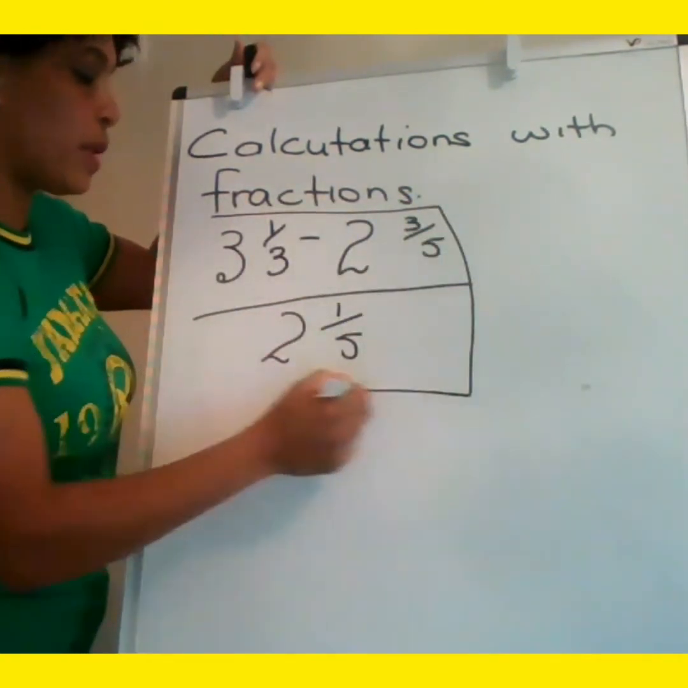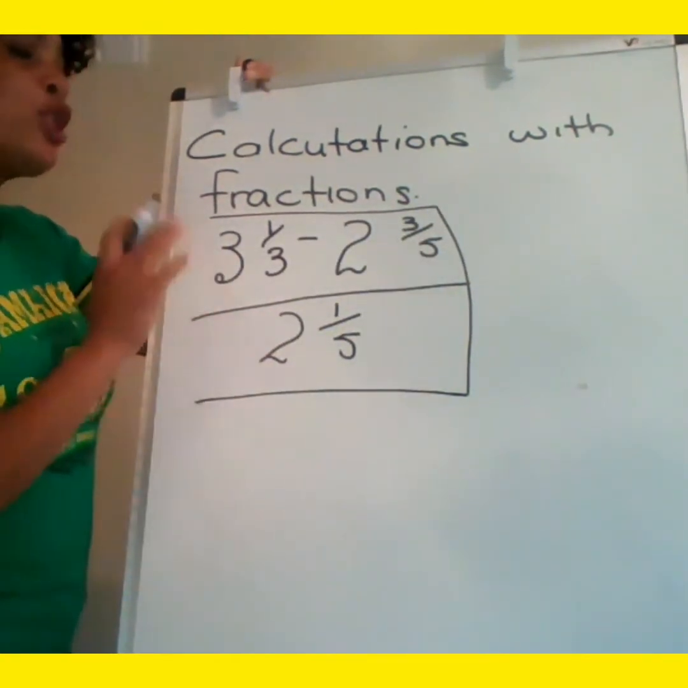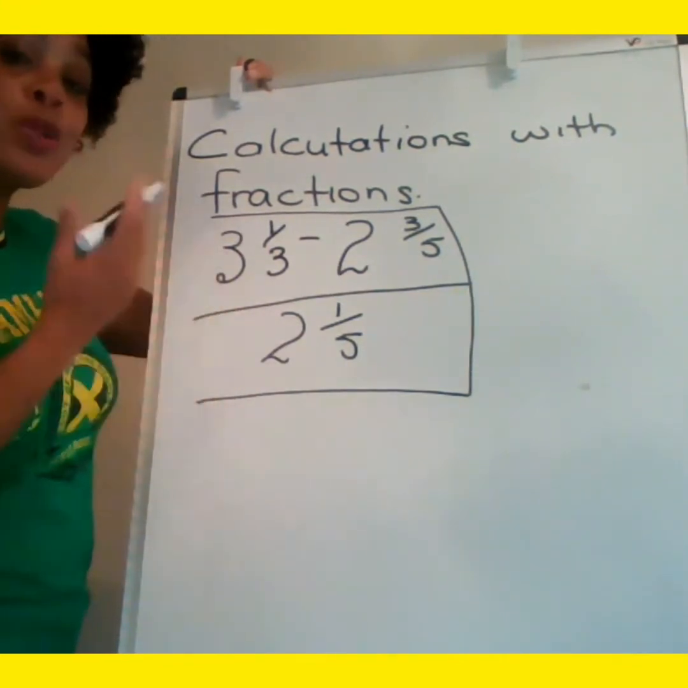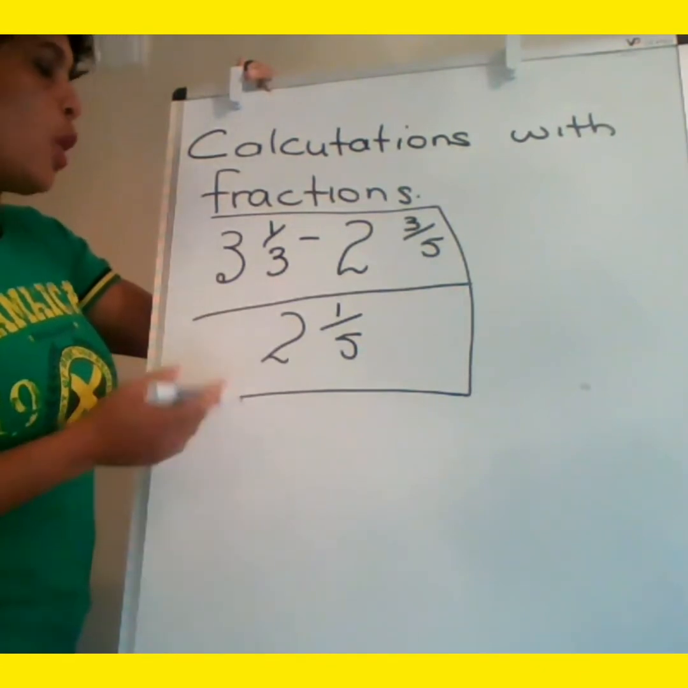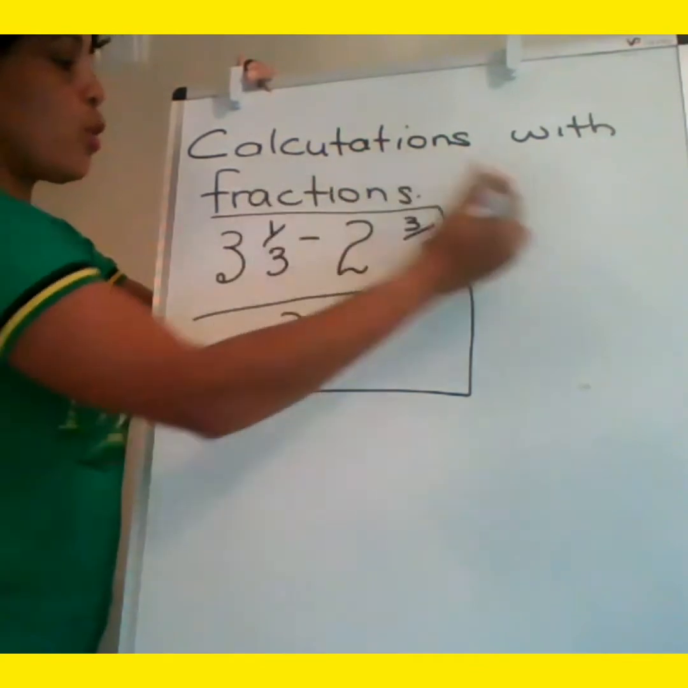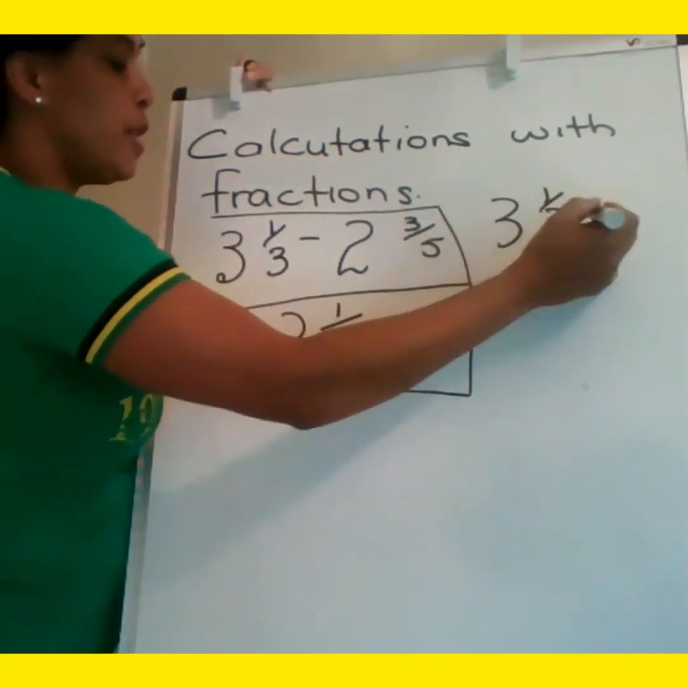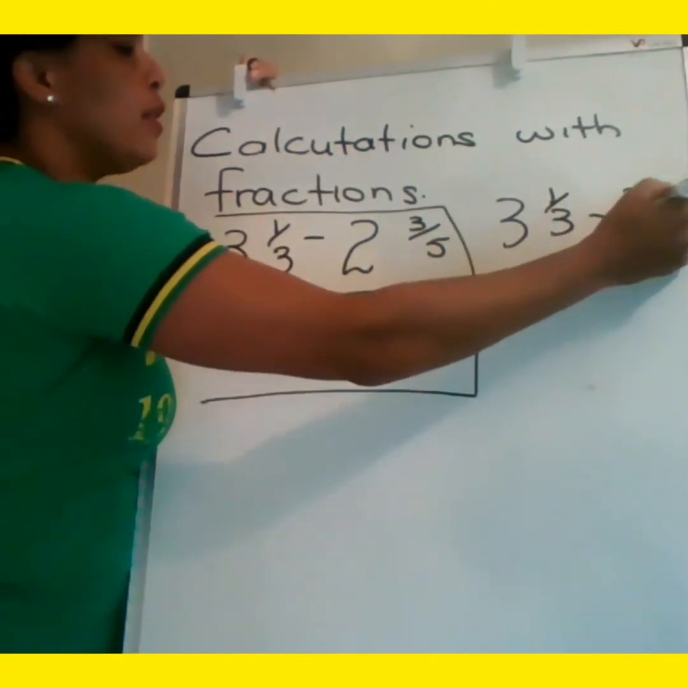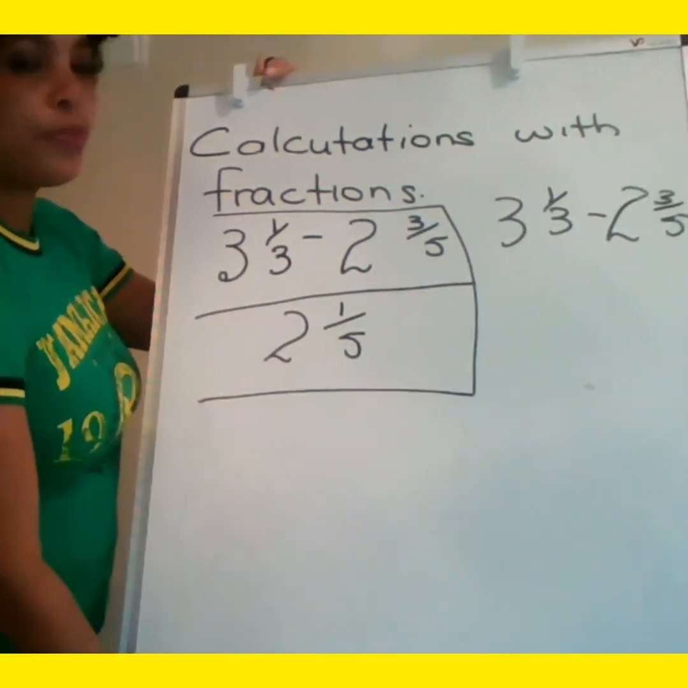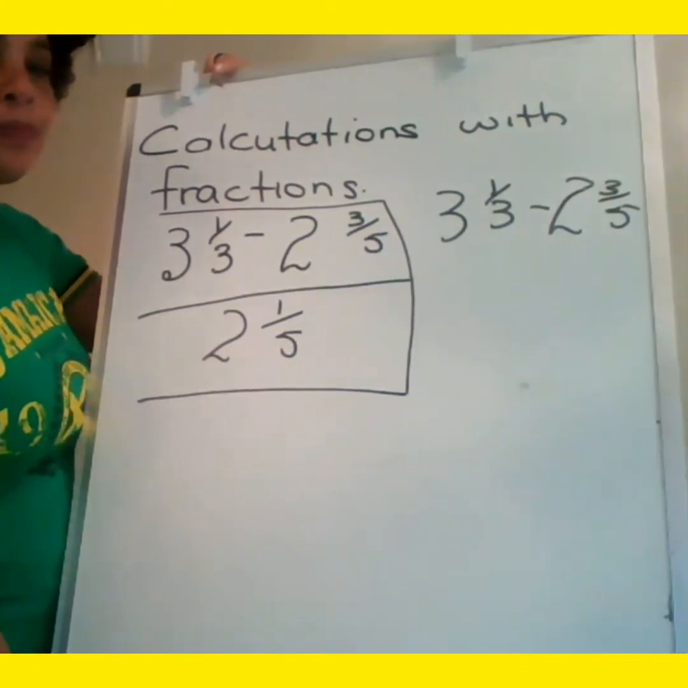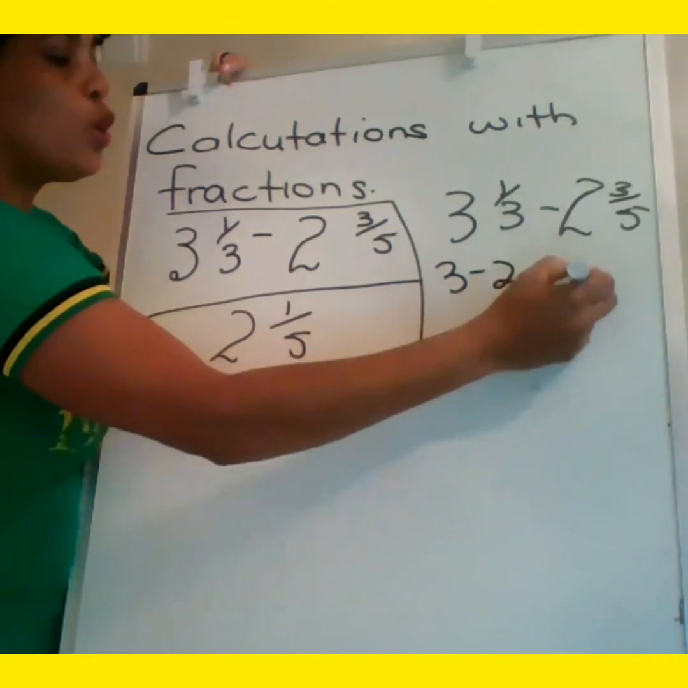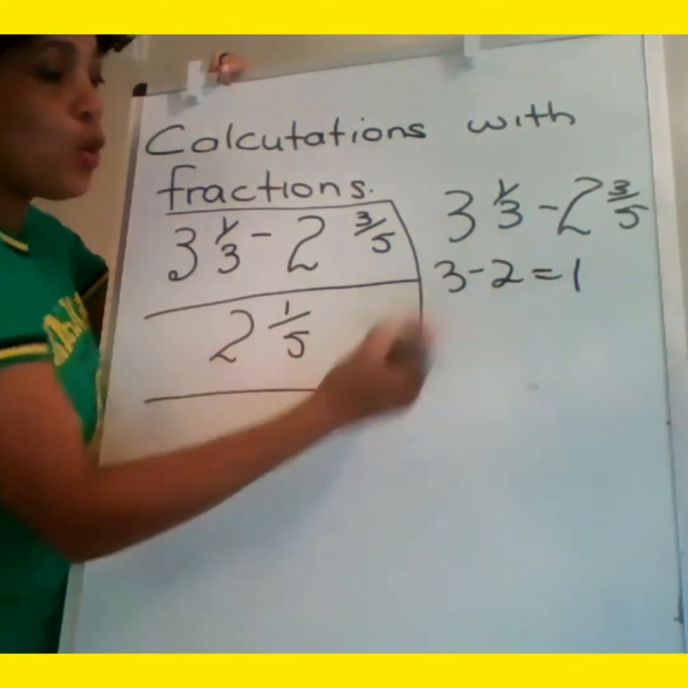So that's the question. Now, I'm going to do my subtraction two ways because I want you to choose whichever one you want. Okay, let's do it by subtracting. So I have 3 1/3 take away 2 3/5. So 3 take away 2 is equal to 1. It means I have 1 whole there.